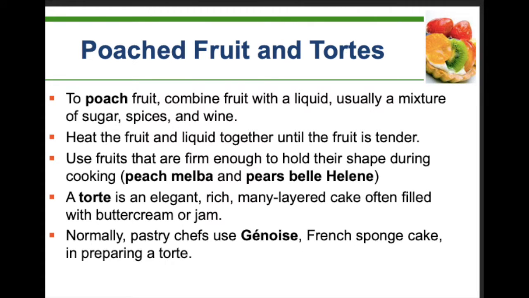Okay, to poach fruit, combine fruit with a liquid, usually a mixture of sugar, spices, sometimes wine. We did a nice fruit punch. Okay, we did this though. Heat the fruit and liquid together until your fruit is tender. Use fruits that are firm enough to hold their shape during cooking, like peaches or pears. We made peach melba at the beginning of the year. A tort is an elegant and rich, many-layered cake, often filled with buttercream or jam. Normally, pastry chefs use genoise, which is a French sponge cake, when they make a tort.